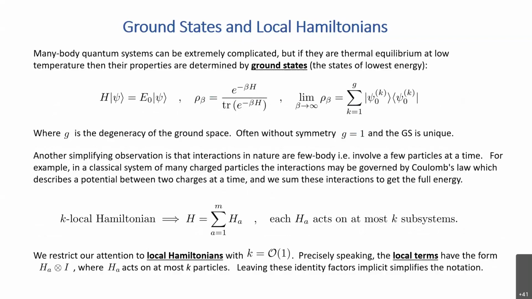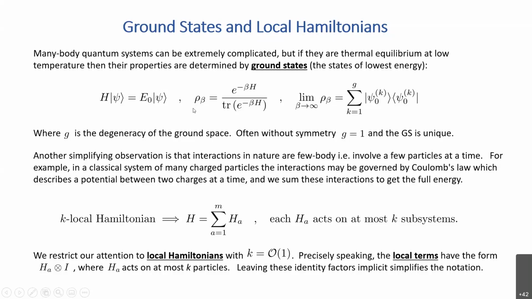Many body quantum systems in general are extremely complicated. Now, if they are in thermal equilibrium at a low temperature, where their quantum properties are going to be most pronounced, then the aspect of the system we want to study are the ground states, the states of lowest energy, because those have the most pronounced quantum behavior. The ground state is just going to be an eigenstate of the Hamiltonian.